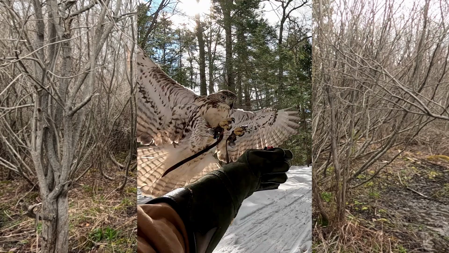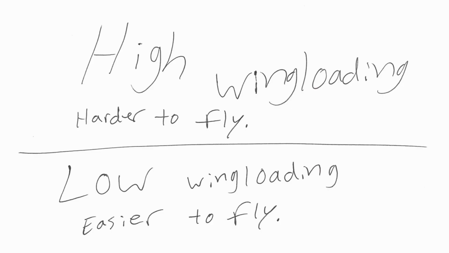Now, a bird with a low wing loading, like a red-tailed hawk, like this picture, they make a lot of lift with their wings, and they're really light birds. This means that it is relatively easy for them to fly. So, they have a low wing loading. Basically, just remember this. High wing loading, harder to fly. Low wing loading, easier to fly.